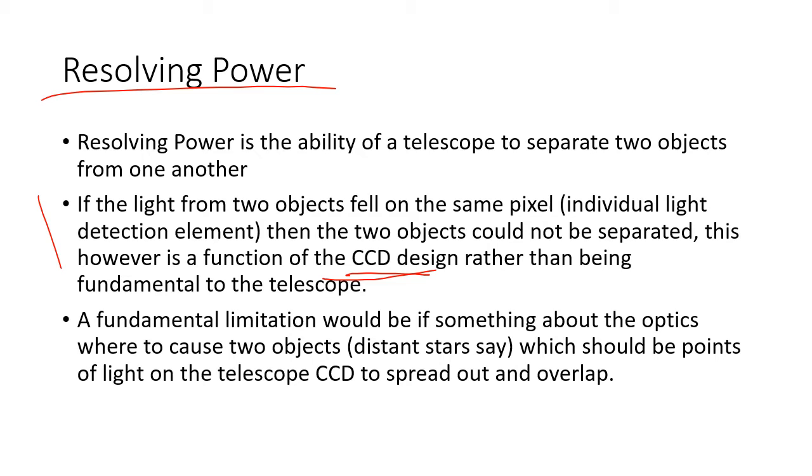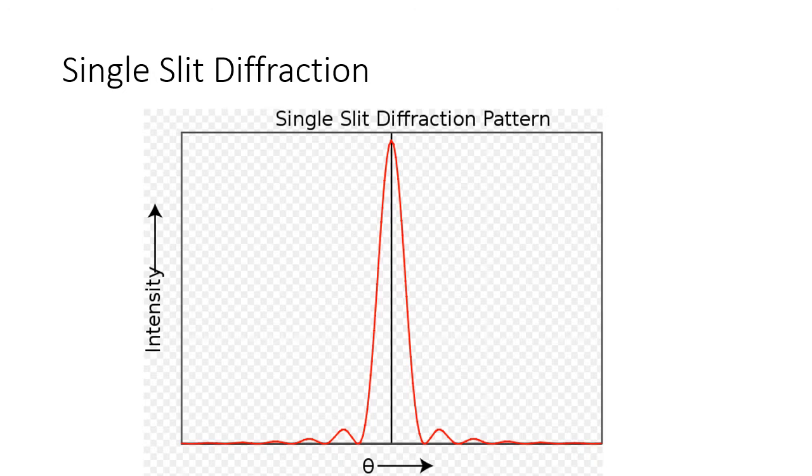The more fundamental version of the same thing is when the optics of the telescope causes two objects that should be points, and we talked about the fact that stars should be almost infinitely narrow points, to spread out and overlap. If two objects that should be points spread out and overlap so much that we can't tell them apart, then at that point we're at the telescope's resolving power. Now, what's causing the objects to spread out on the CCD? Well, of course, it's single slit diffraction.